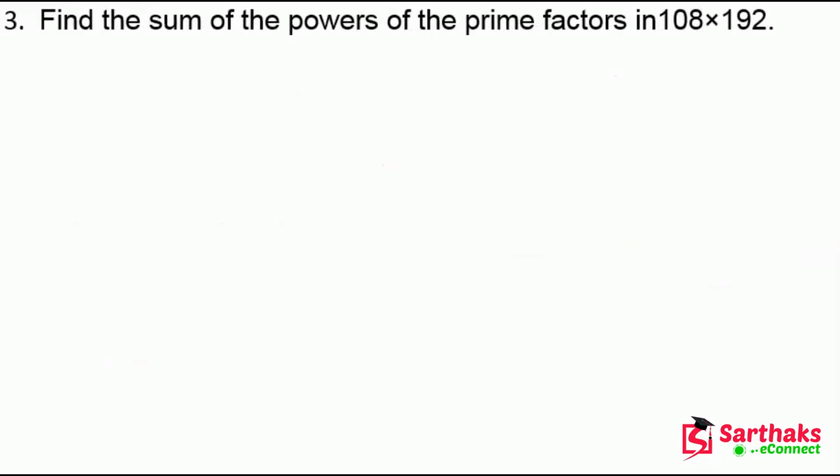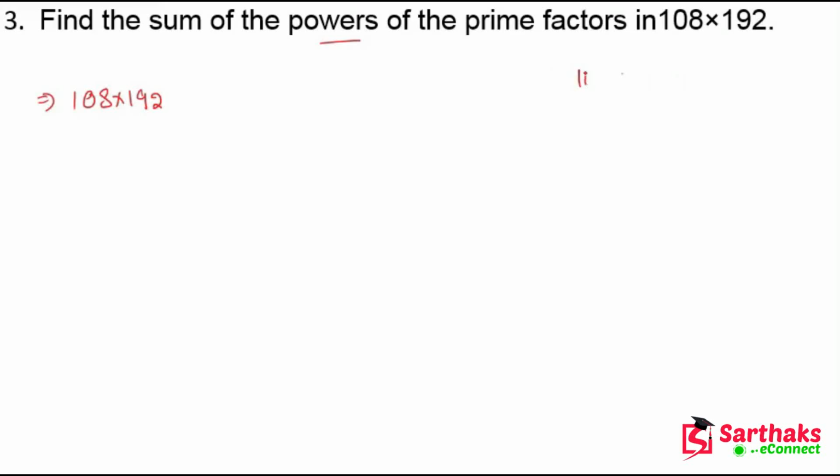Okay, now let's move on. Now here is, find the sum of the powers of the prime factors in 108 into 192. Got it? Okay, so first of all, here we have 108 into 192. So we have to break it into the prime factors. Okay, so how can we do that?